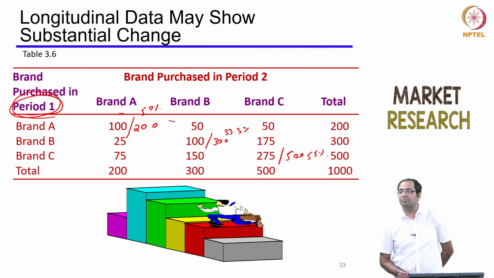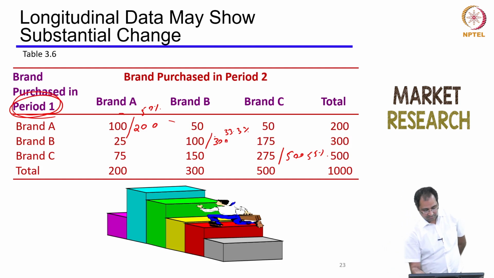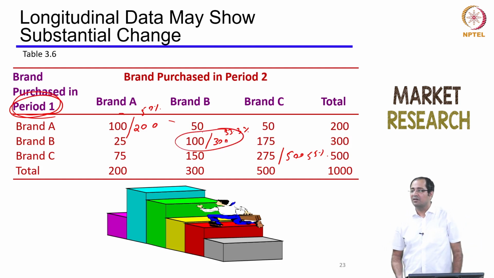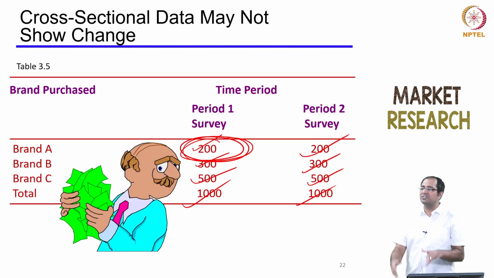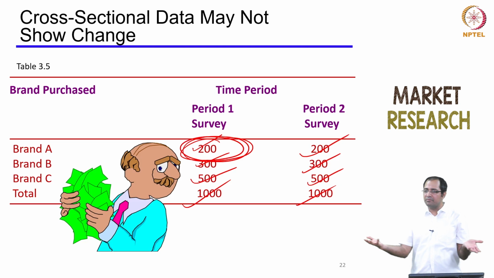So which brand has the most problem? Brand B, because only 1/3 of the customers are repeat buyers, everybody else has shifted to other brands. This kind of result you will get only with the longitudinal design. Whereas if you would have done the multiple cross-sectional, what results were you getting? That our market share is the same. There is no problem, we need not do anything.